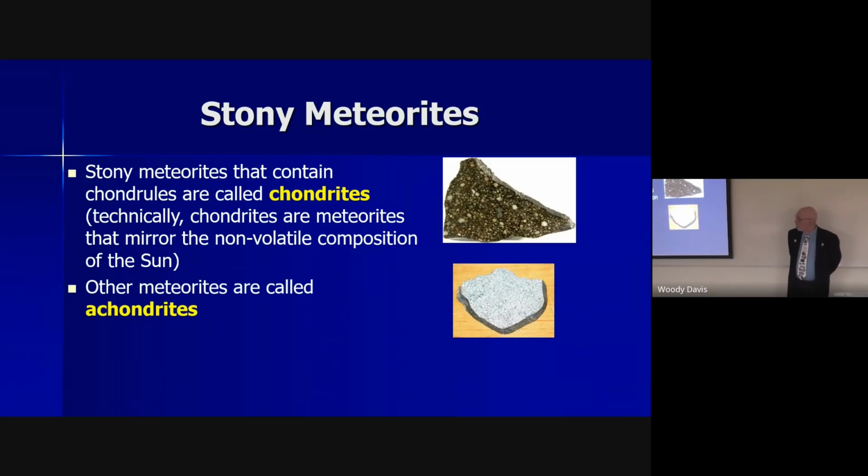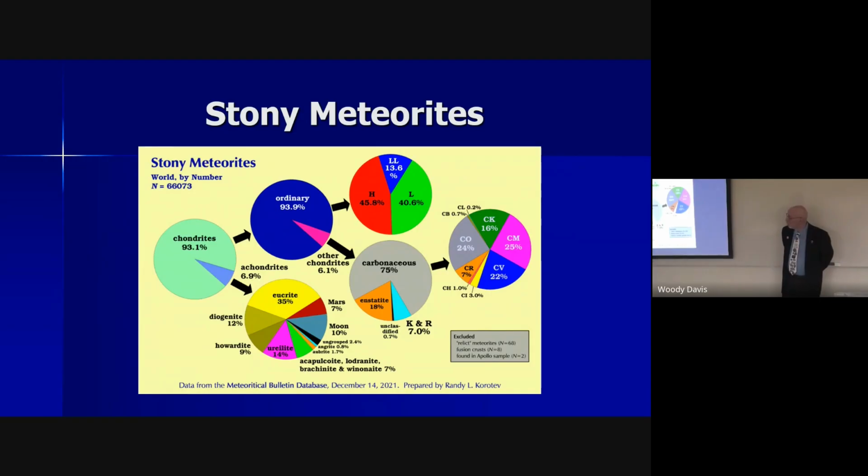Other meteorites are called achondrites, and these could be parts of differentiated asteroids and things that come off of the surface of the moon or Mars. And so there goes a complicated pie chart to show you again the types of percentages we're talking about here. So again, ordinary chondrites are by far the most common type of meteorite.